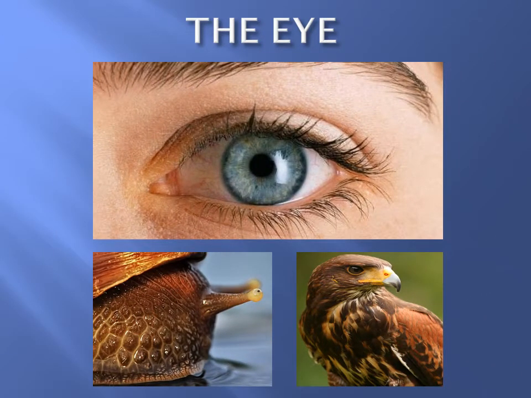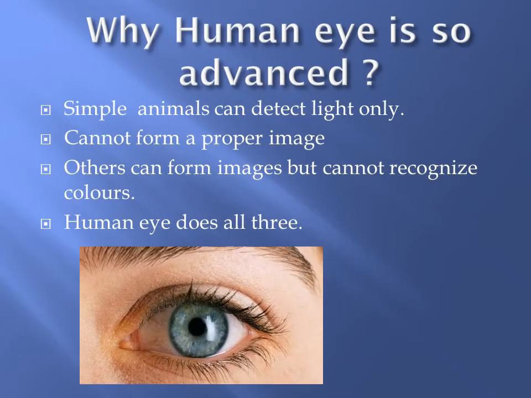So now let's discuss the eye. Many animals have eyes, but few animals have eyes as complex as human beings. How can we see the world? Because of these eyes. You should know why the human eye is so advanced. Now let us see why the human eye is so advanced.